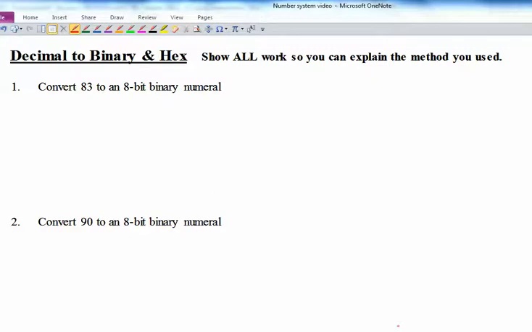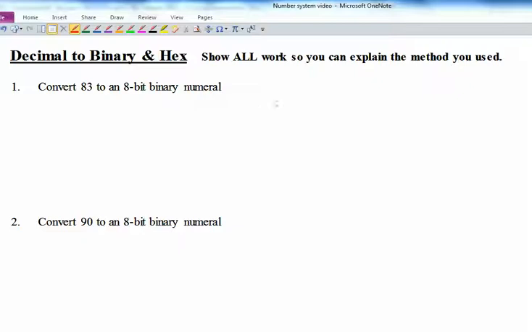You can use this video to correct your work on your number systems worksheet and to make sure that you're ready for our quiz coming up in class. In number 1, we want to convert a decimal value, a base 10 value, to 8 bits of binary numerals.